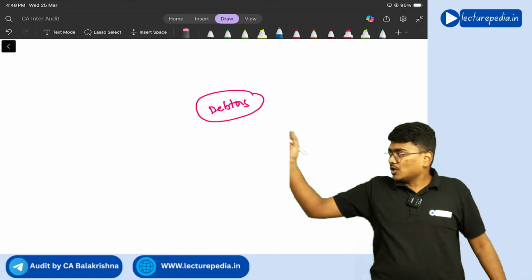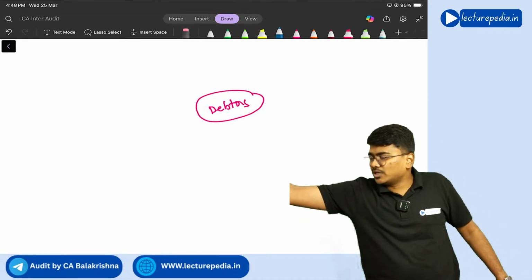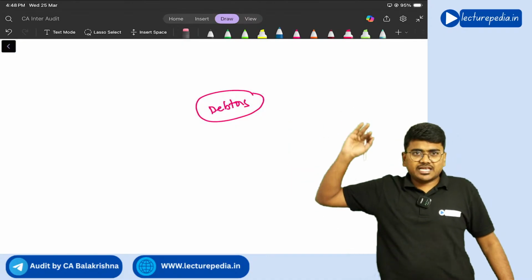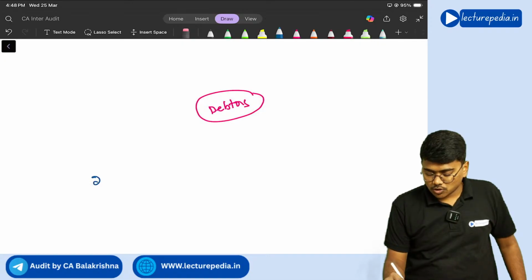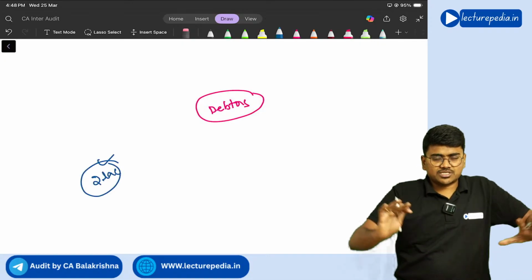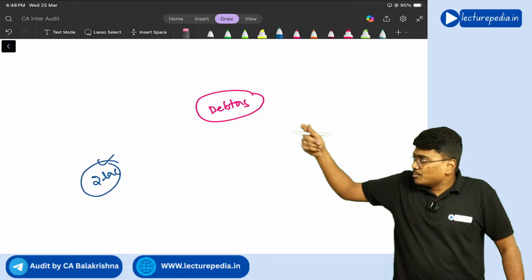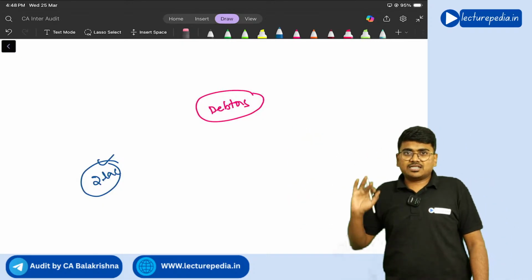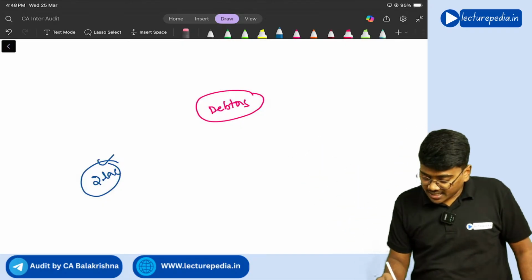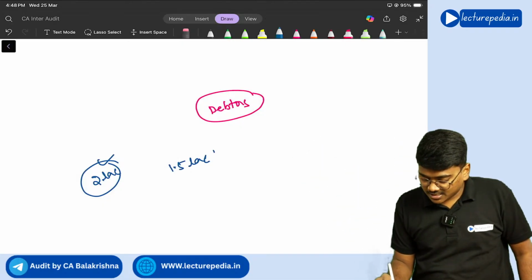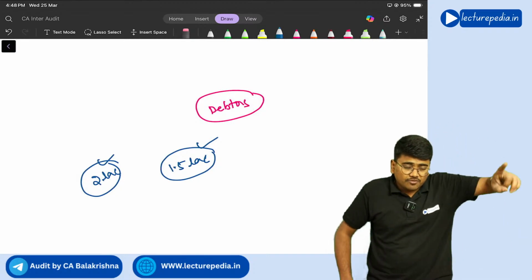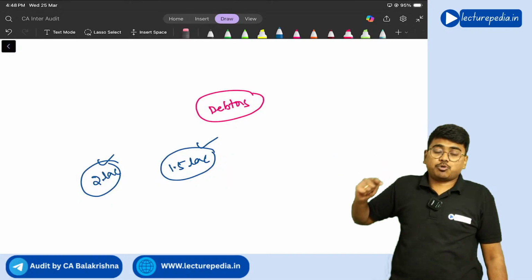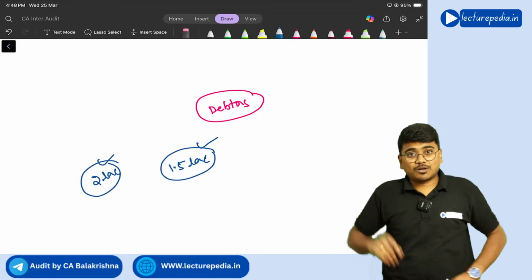Okay, done. Now, external confirmation was sent to, let's say for example, Mr. A. In the books of accounts, Mr. A's balance is shown as 2 lakh rupees. That is, Mr. A has to pay 2 lakh rupees. Now, Mr. A sent a response to the audit team stating that he has to pay only 1.5 lakh. In the books of accounts it is showing 2 lakhs, but in the external confirmation response received from Mr. A, it is showing 1.5 lakh.